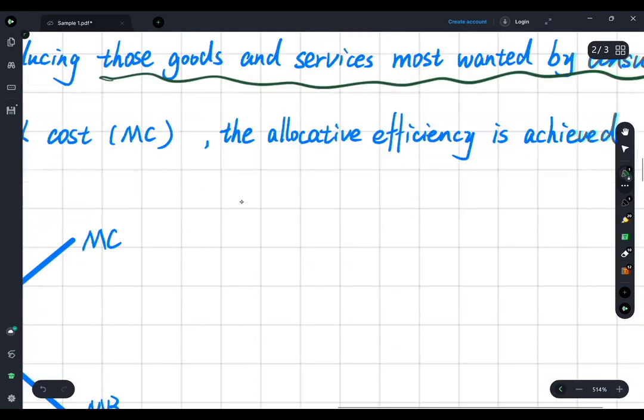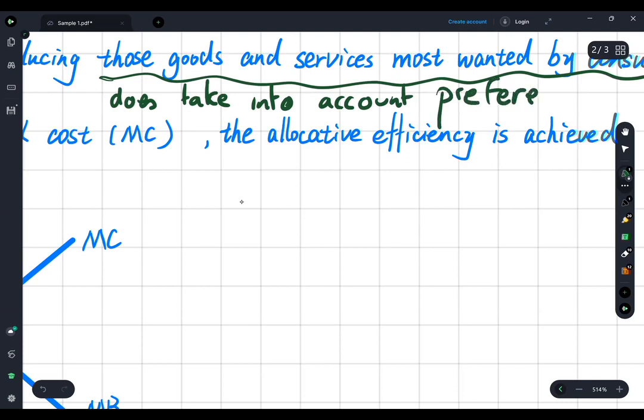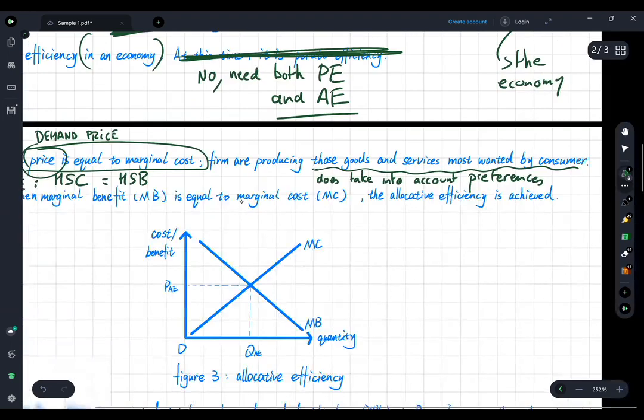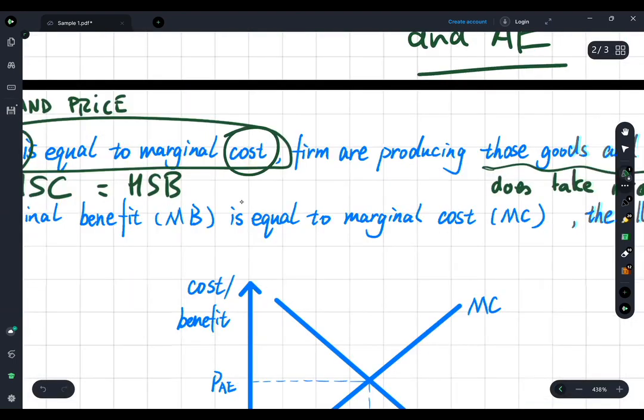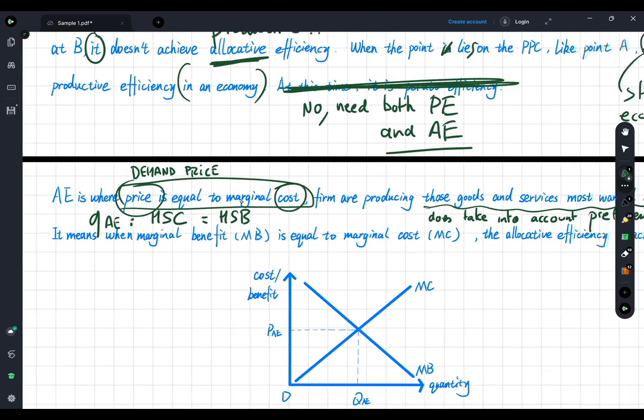It does take into account consumer preferences, yes. If we produce something that nobody wants, it's not going to be allocatively efficient. But of course, it also takes into account the cost of production. So if there is a product that everybody wants so much, but it's incredibly costly to produce, we are not going to allocate a lot of resources to produce this good.